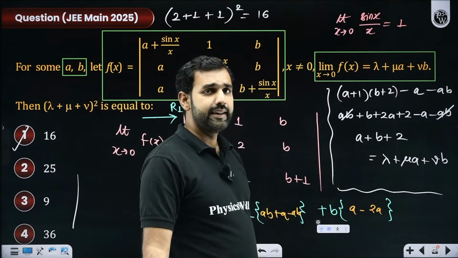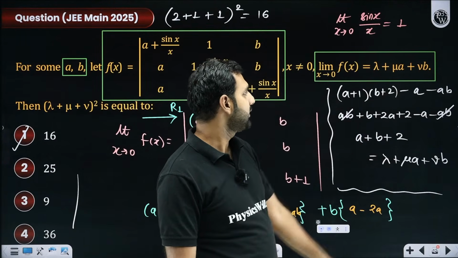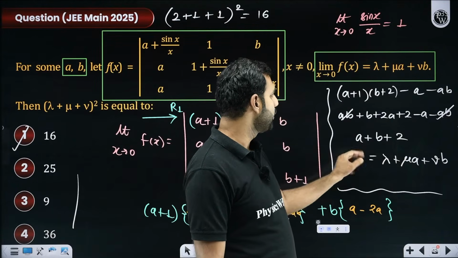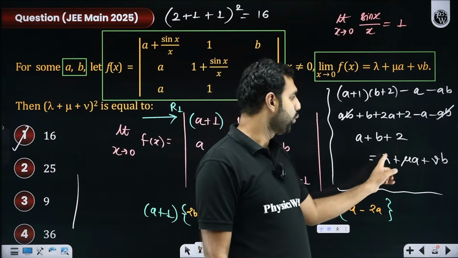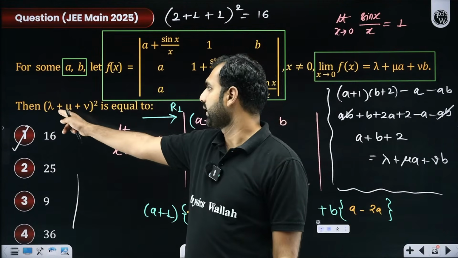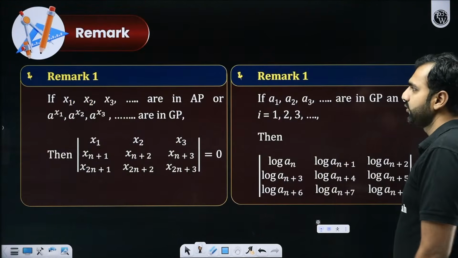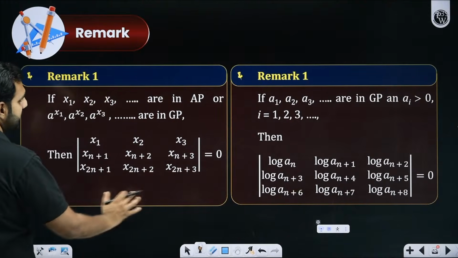They give you the answer as lambda plus mu A plus nu B. So if I compare the terms, lambda will be your constant, which is 2. Coefficient of A will be mu, which is 1. Coefficient of B will be nu, which is 1. So I think I have 2, 1, 1, which were supposed to be added and squared. And I think I got my answer with that. Yes or no?